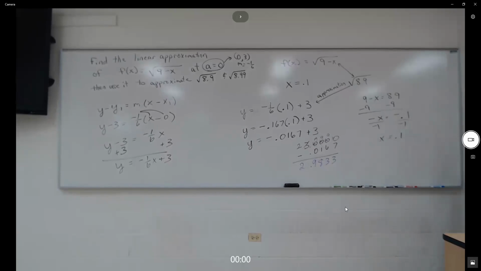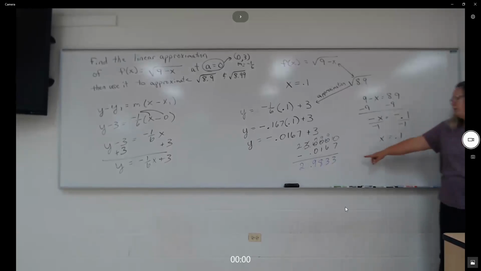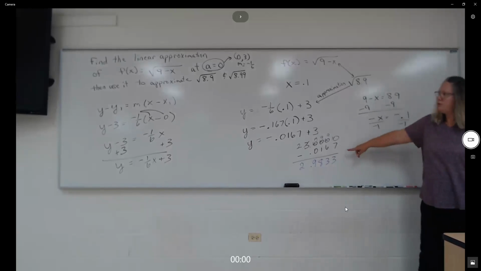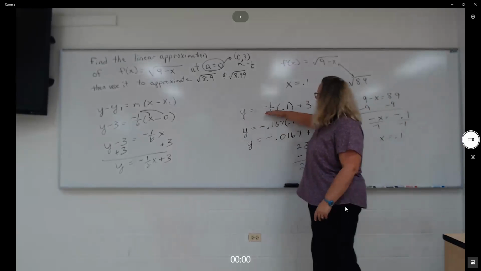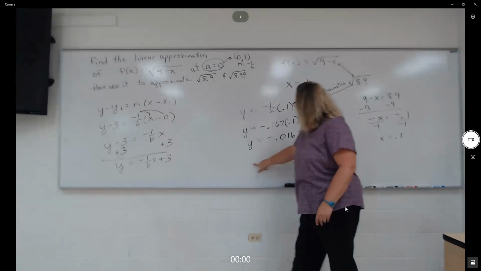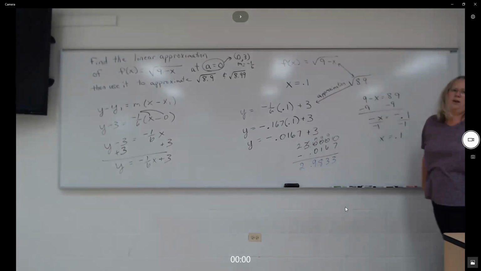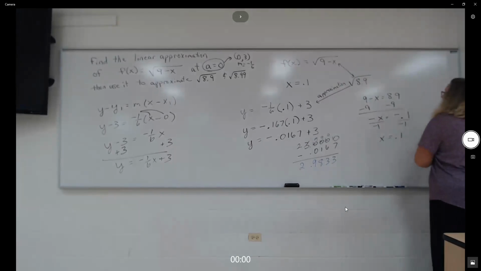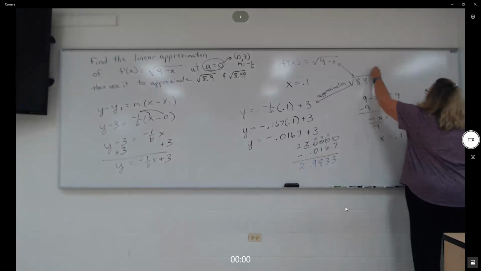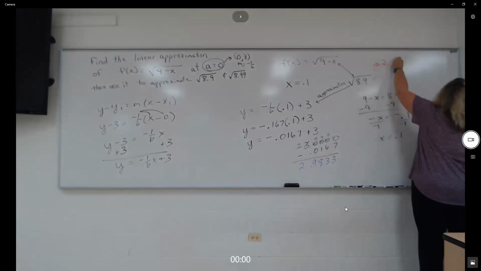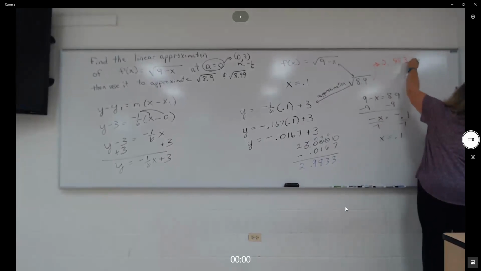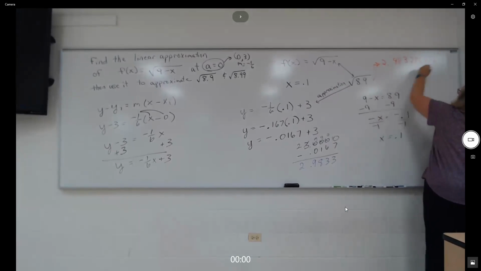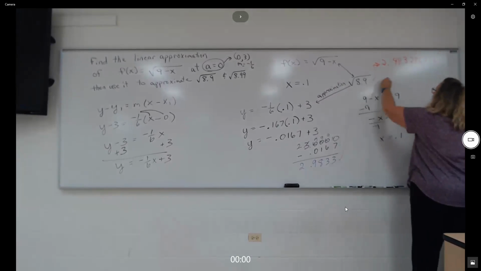Okay, so let's use our calculator. What is this number? This is what we got from our linear approximation for the square root of 8.9. What is the square root of 8.9? The official answer is 2.9832867. So how did we do for approximating?